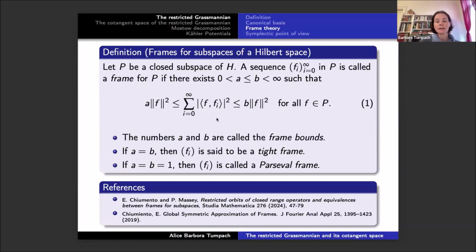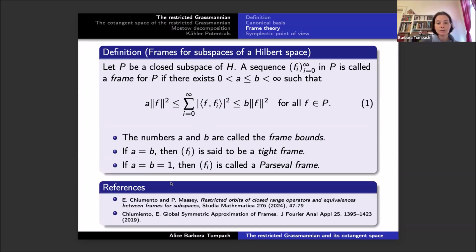And in between, there is the sum of the squares of the projection of the scalar product from F with any element of this sequence. So A and B are called the frame bounds, and if they are equal, we say that the sequence is a tight frame. And if they are equal to 1, we say that this sequence is a Parseval frame.